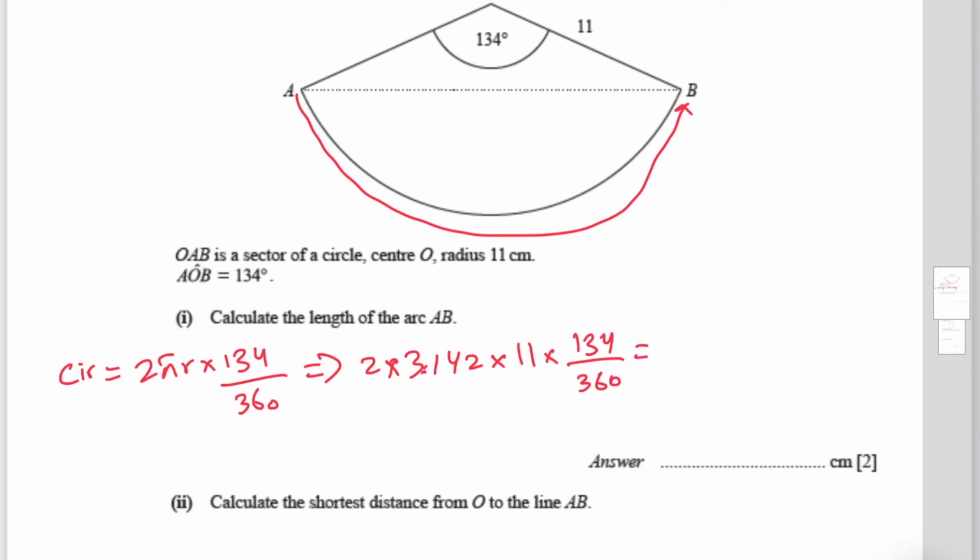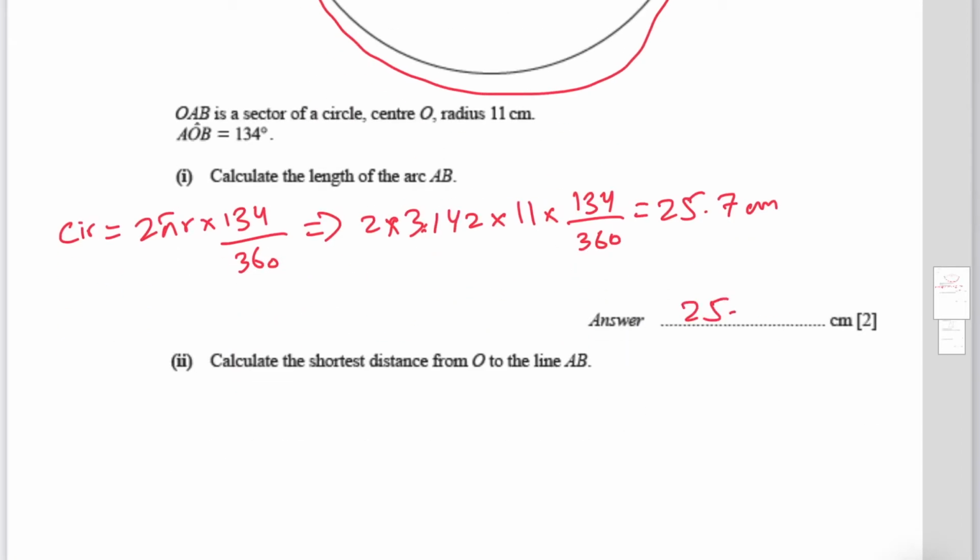I'll just plug this into the calculator and we'll find the arc length AB. So 2 times 3.142 times 11 times 134 over 360. This gives us 25.7, which is the arc length, 25.7 centimeters. So we write the value over here, 25.7.